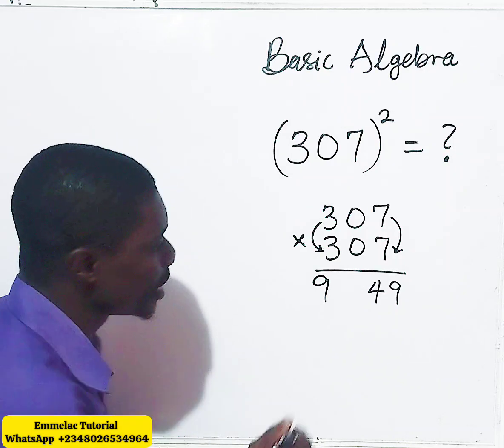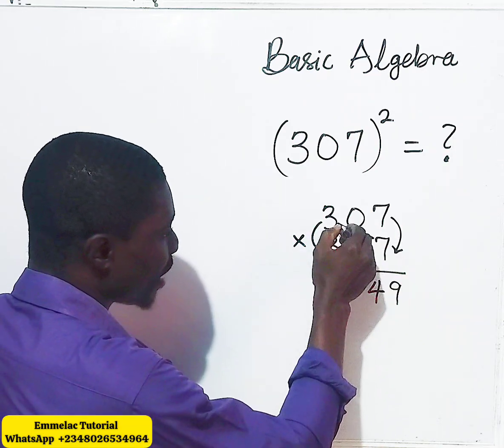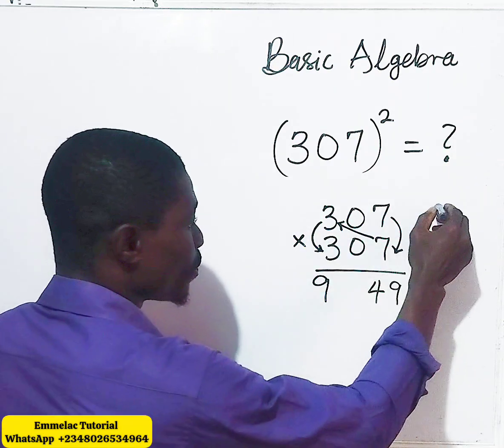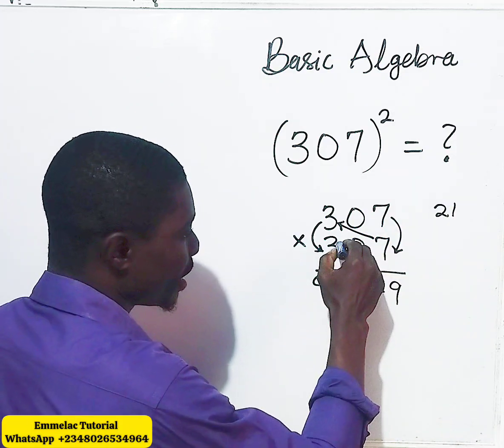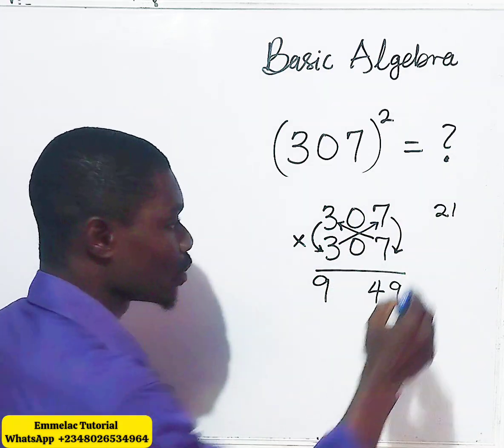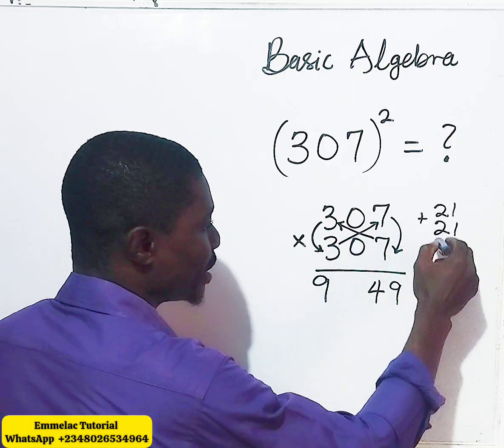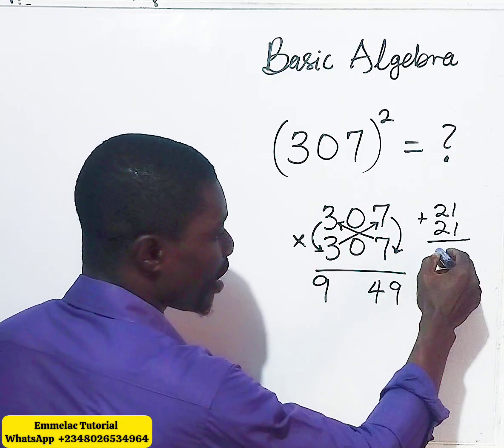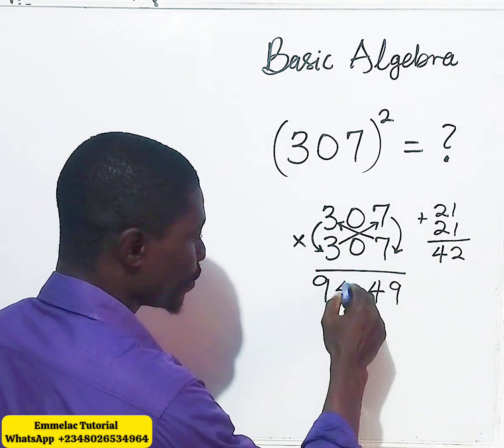Okay, the next thing is 7 times 3, that will give us 21. Now 3 also times 7, that will give us 21. Add these two numbers together. Here we have 42.